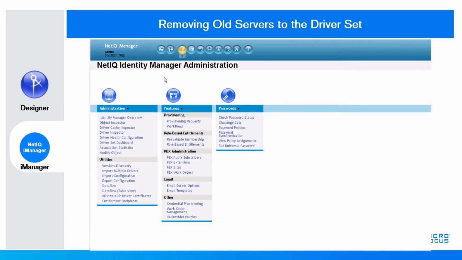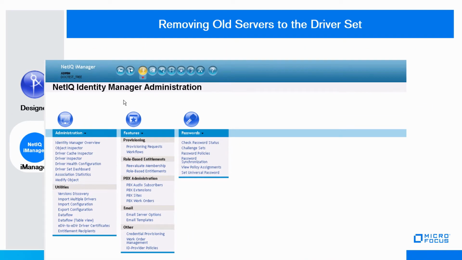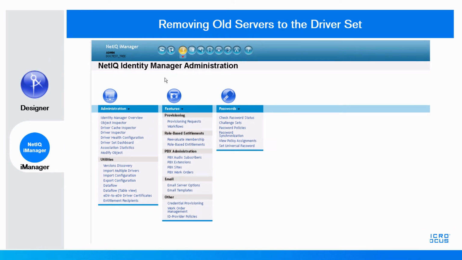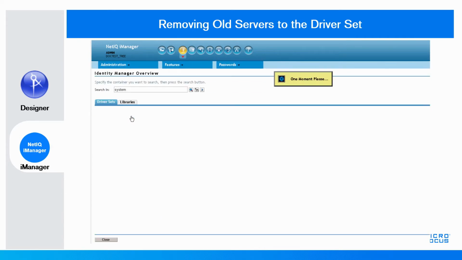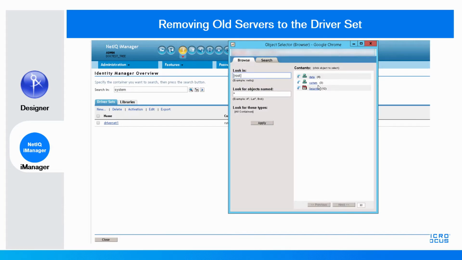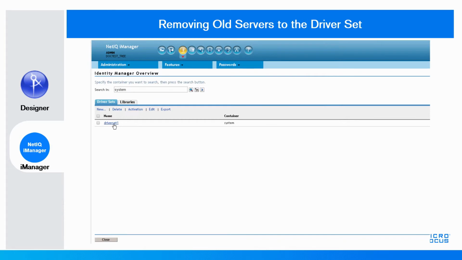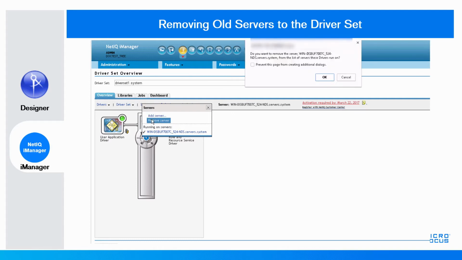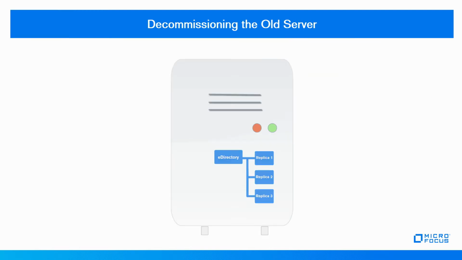Using iManager. In iManager, click this icon to display the Identity Manager administration page. Click Identity Manager Overview. Browse and select the container that holds the driver set. Click the driver set name to access the driver set overview page. Click Servers, Remove Server, and then click OK.